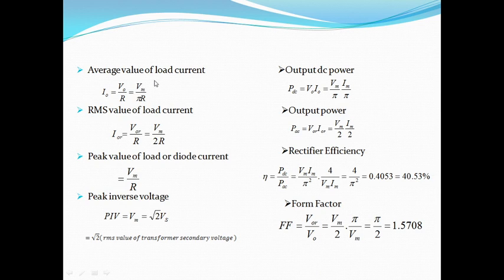Then the average value of load current. The average value of load current I0 is equal to V0 upon R. V0 is Vm by pi. So you get I0 is equal to Vm by pi R.